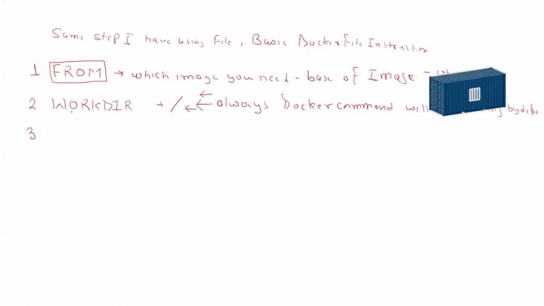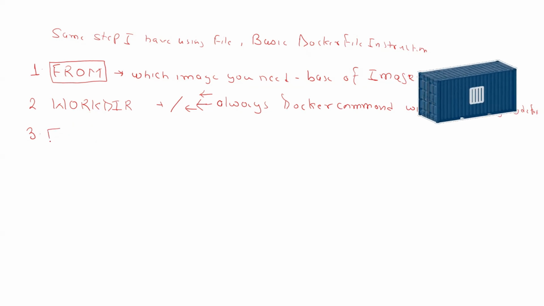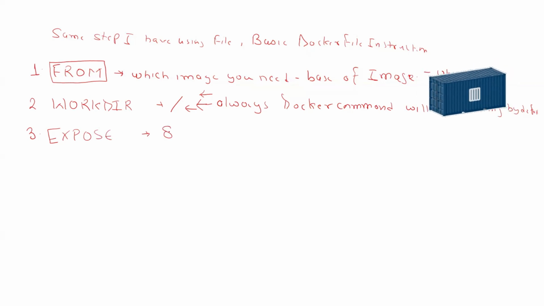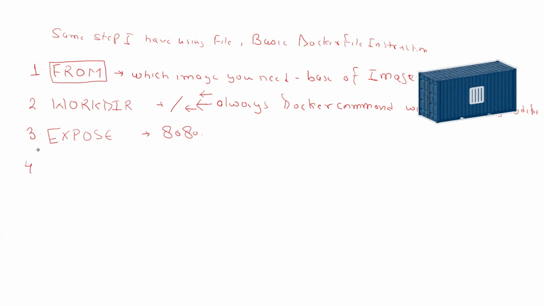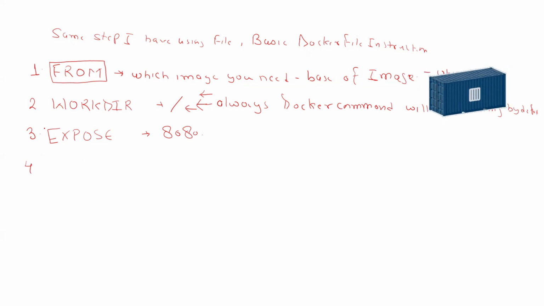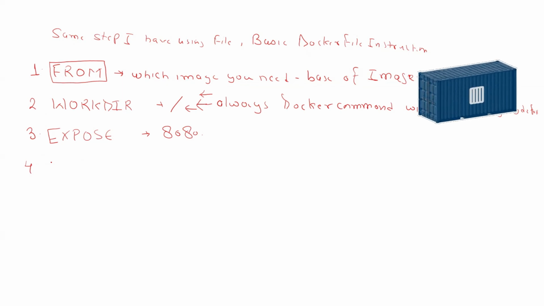Now, how do I set the port 8080, right? How do I set the port? For that we have a command called EXPOSE, and you mention the port number, right? If you remember the CLI command, I was giving hyphen p 8080. Same thing, if I have to do it using your Docker file, I need to use the EXPOSE instruction.